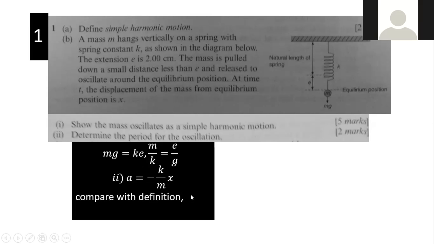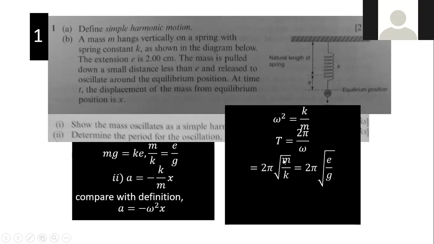Then compare with the definition. That's omega square, so omega square equals k over m. So T is 2 pi over omega, and omega is the square root of k over m. If you want it in terms of e over g, then use e over g.